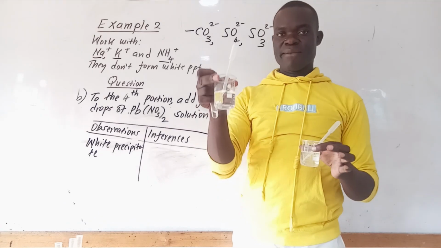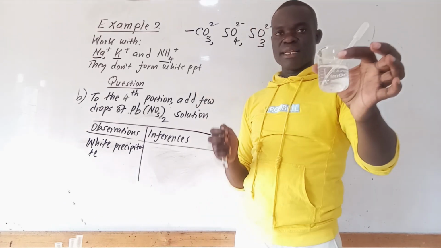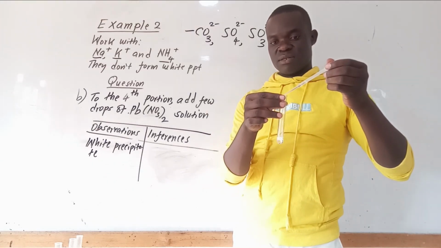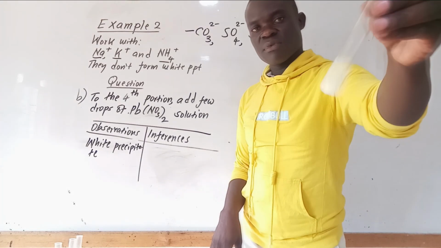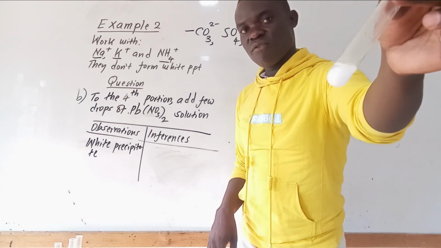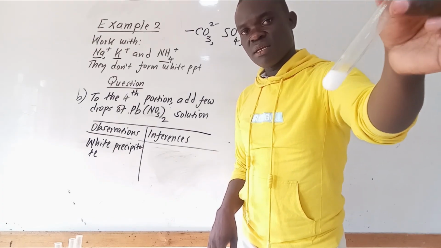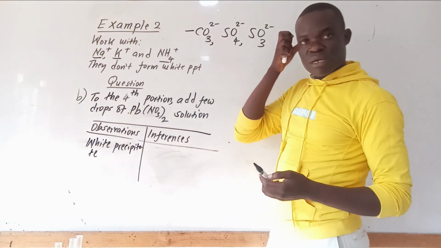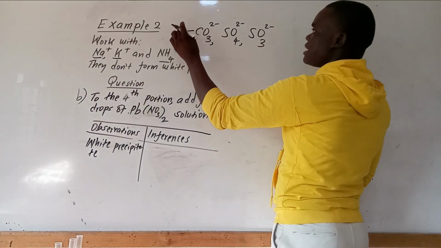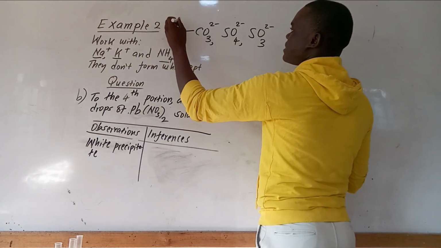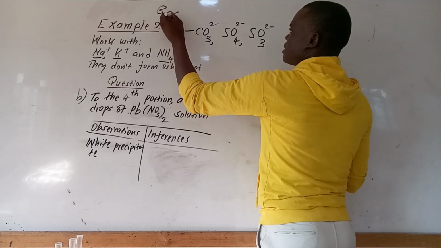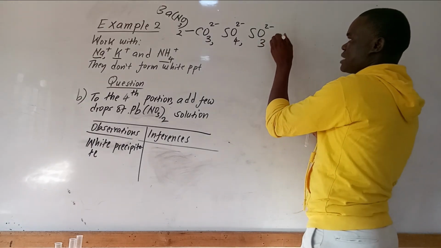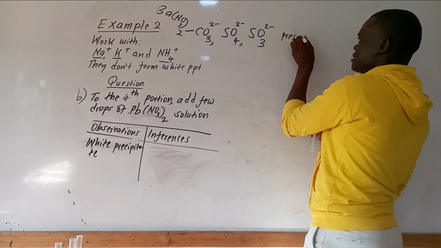This one was barium nitrate solution. So we want to use lead nitrate solution. And let's add 3 drops. 1, 2, 3. White precipitate forms. So if white precipitate forms, previously we learned that when we are dealing with barium nitrate, we mentioned these 3 as present if white precipitate forms.